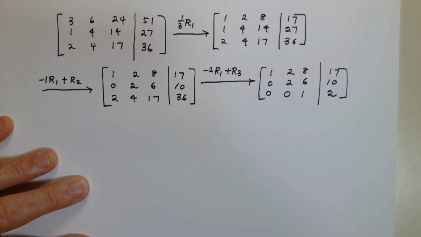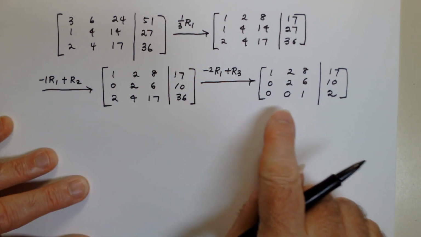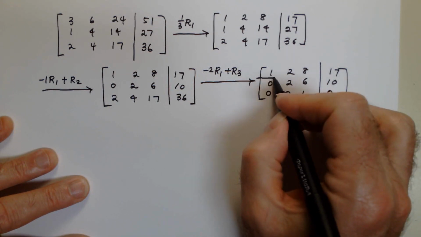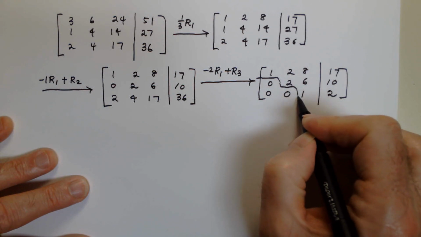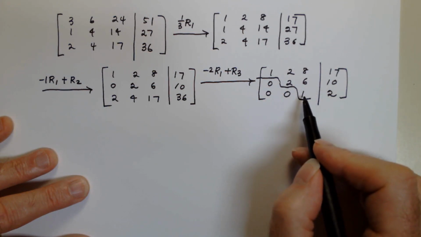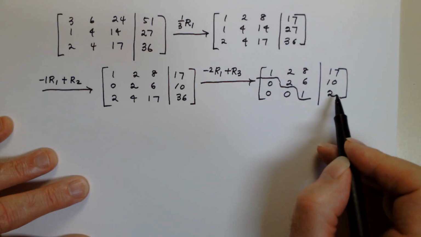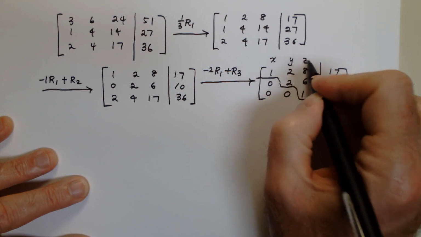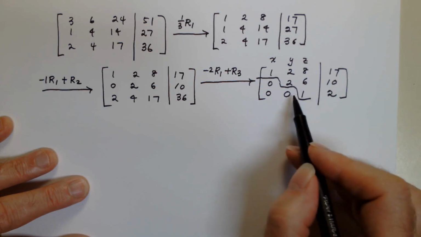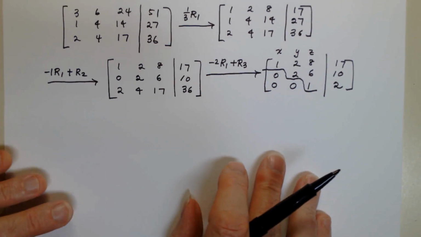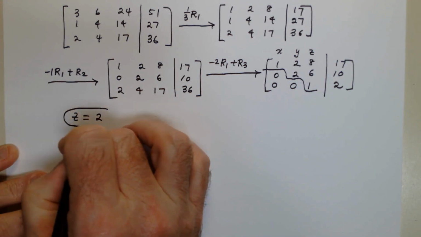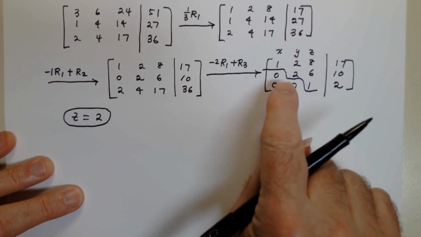Now, this is a great place to stop. Let's think about why this is a good place to stop. Because, and this is what's usually called echelon form, I've got this kind of staircase form here. If you notice in equation 3, if I think of these as x, y, and z, equation 3 is saying that z is equal to 2. Okay? Now look at this.